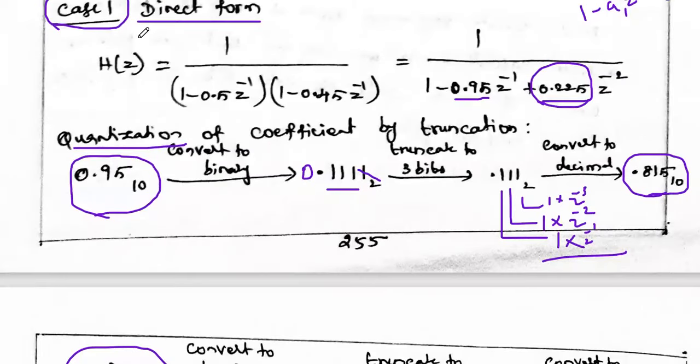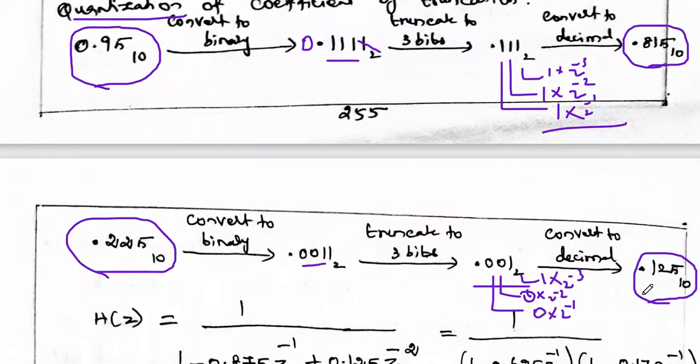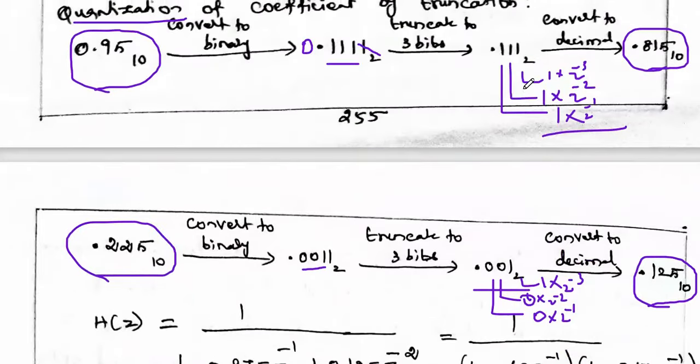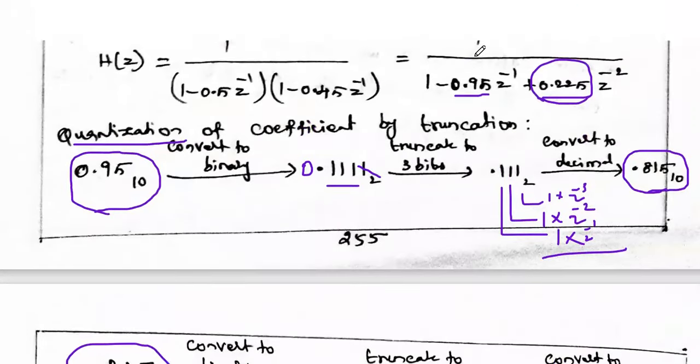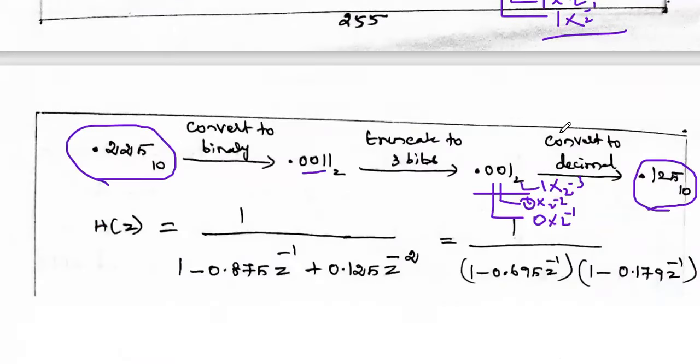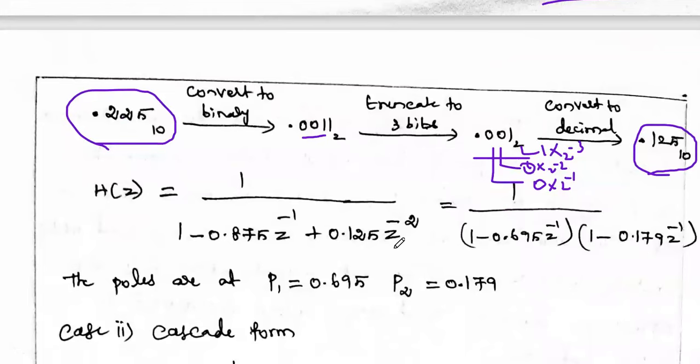So for the transfer function H(z), the 0.95 after quantization is converted into 0.875, and the 0.225 after quantization is converted into 0.125. Therefore the corresponding transfer function can be written as 1 divided by 1 minus 0.875 z inverse plus 0.125 z to the power minus 2. This is the direct form realization.